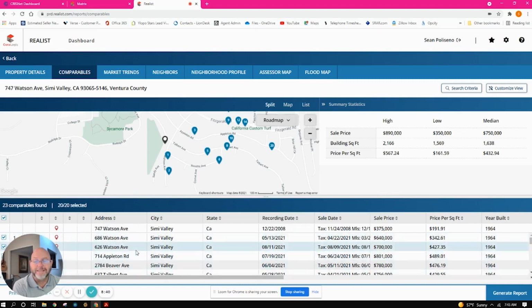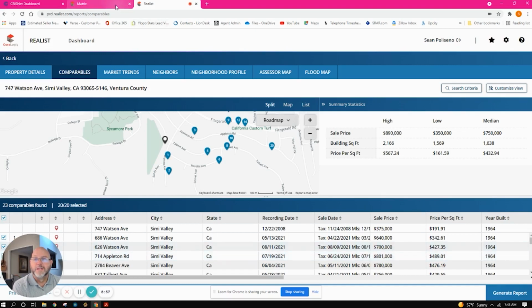If you don't look here, you'll miss it, and you'll miss a comparable. And that could be your highest comparable. It could be your lowest comparable. It definitely could affect your listing price. Okay, so that's what we're looking at here. We're looking at 2 on Watson, Appleton, and Beaver, and we're going to leave this tab open so we can come back to it.